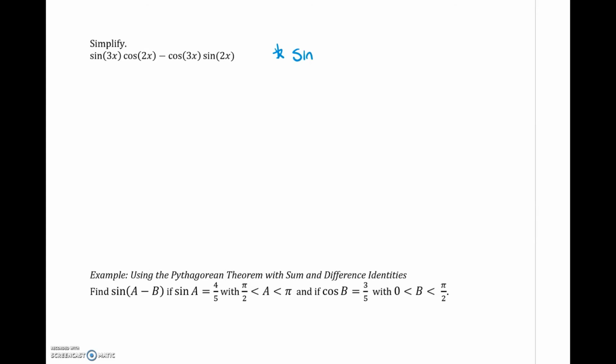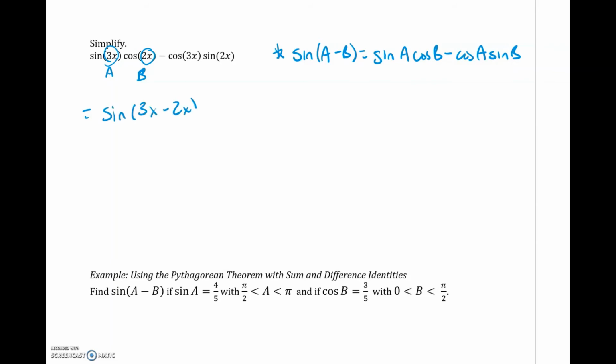So I'm going to remember, hey, sine of A minus B equals sine of A times cosine B minus cosine A times sine B. So then if I just work backwards and say, wait a minute, here, A is 3x, B is 2x, let me just go backwards and make this sine of A minus B. So this will become sine of 3x minus 2x, which simplifies to just plain old sine x. So we want to be comfortable going kind of both directions with our identities, okay?